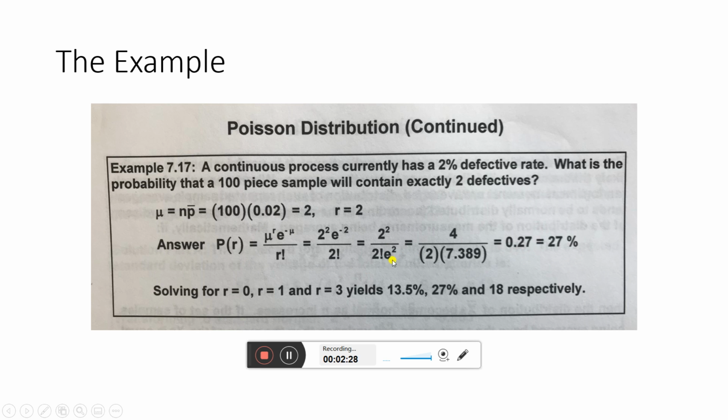Brings back a lot of bad memories because we used to do this without a calculator. Had tables and things we used. But that's how you calculate Poisson distribution, just with a calculator.